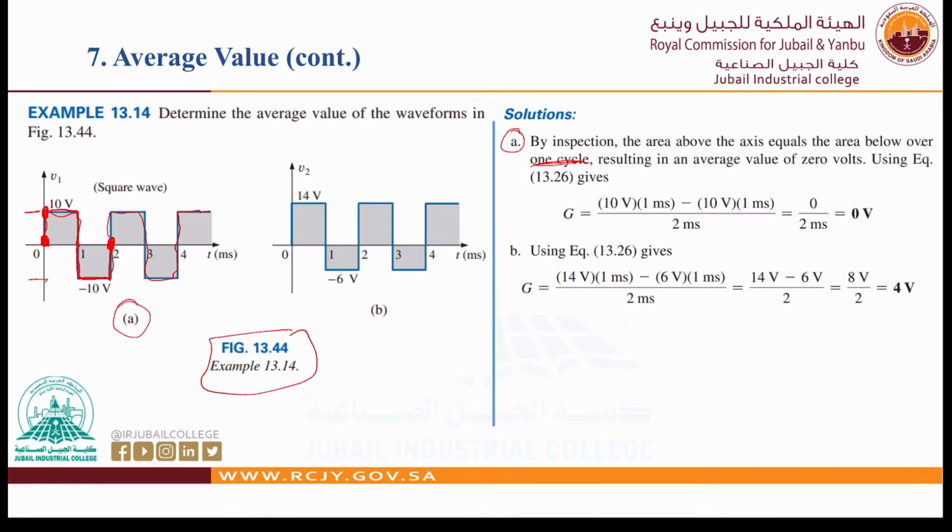As I told you before, if you have the same positive value as the same negative value in magnitude, so it is 10 and minus 10, they are the same. So if I use this formula for finding the G value, the average value, it is 10 volt multiplied by 1 millisecond, because it is for 1 millisecond here.